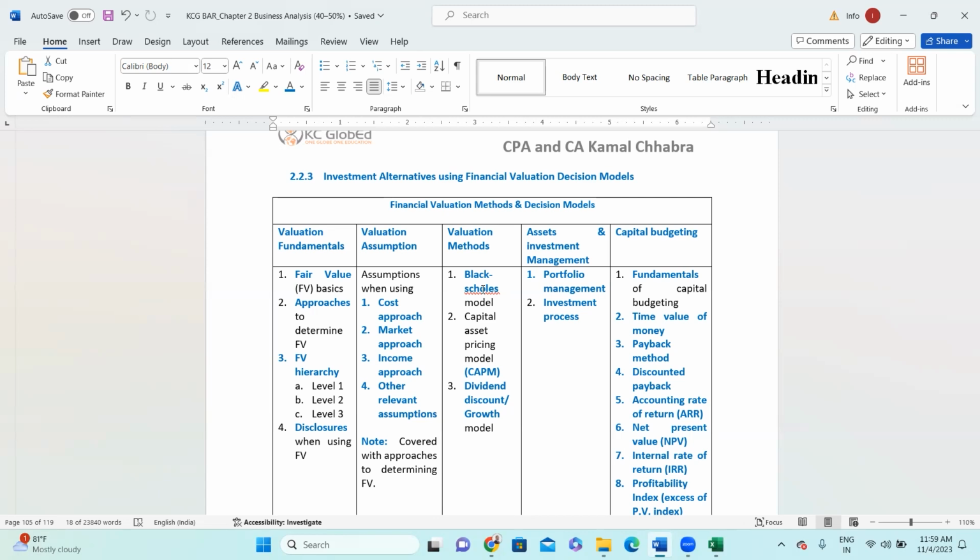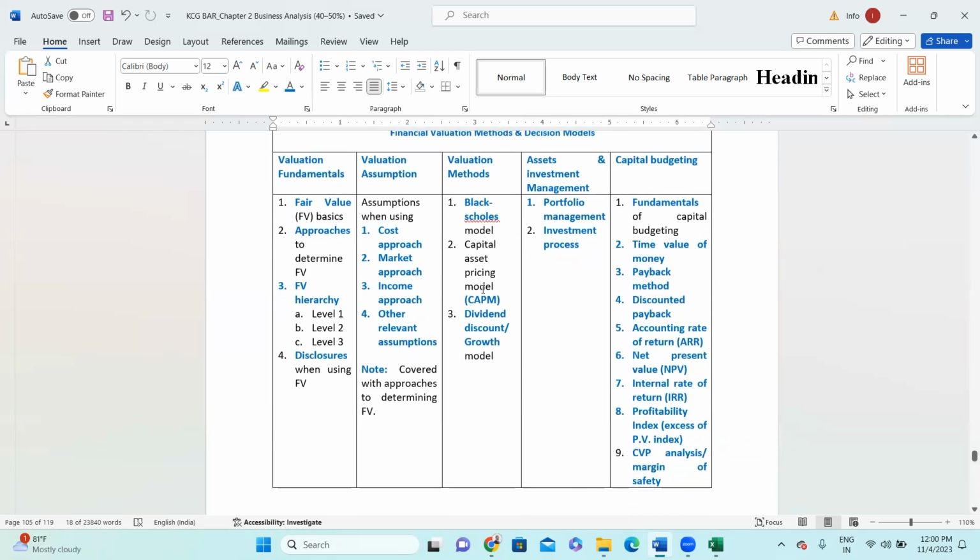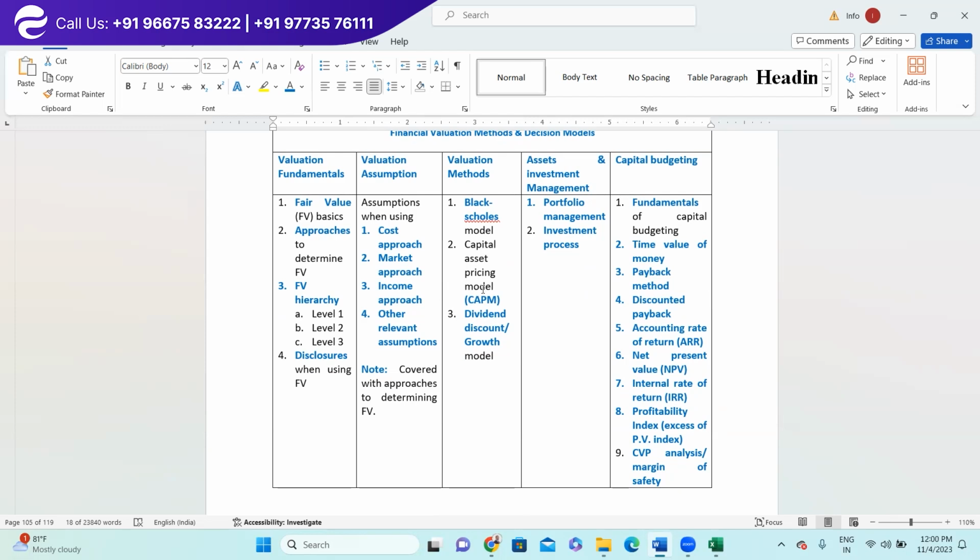I know some of you might have studied costing in your college days or in your masters, so most of these concepts are coming from there. Or strategic financial management, if you studied it in college or in your professional qualification. So these topics are coming directly from there. We'll be understanding the payback method, discounted payback, which is an advanced level of payback method, then accounting rate of return, net present value method, internal rate of return method, and profitability index, which is the PV index method. And the last one is cost variable pricing analysis, or you can say margin of safety analysis.